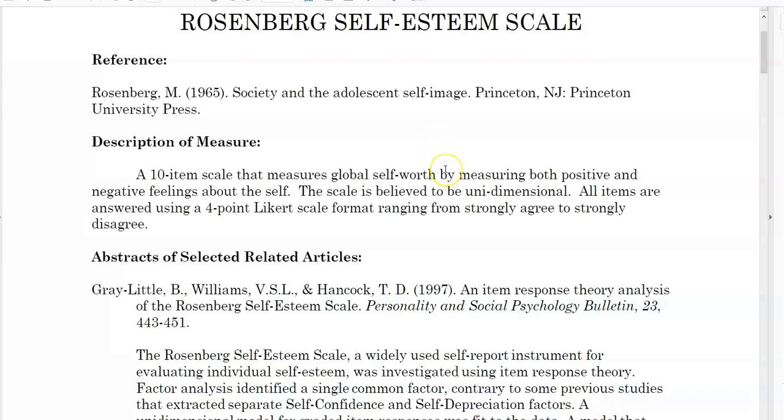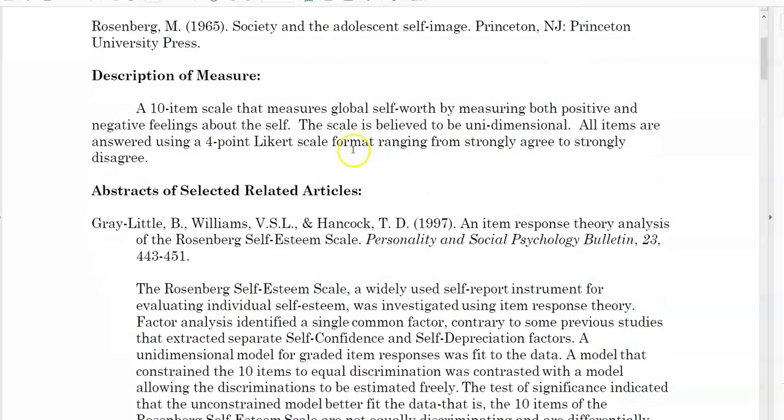Right, so the Rosenberg self-esteem scale. This specific scale was developed in 1965, as I've already indicated, and it was developed in the US. There you will see a description of it. It's a 10-item scale. It measures global self-worth, both positive and negative feelings about the self.